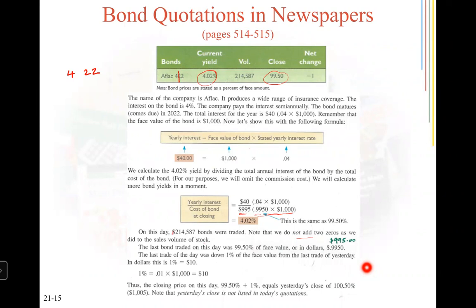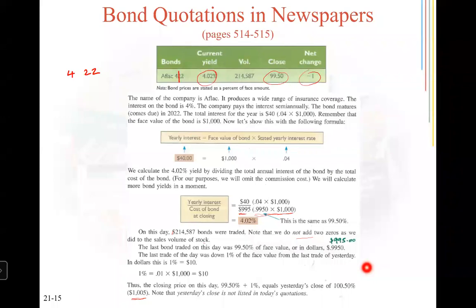Okay, so the last trade of the day was down 1%. You see the net change, -1. That means it went down 1%. So 1% of 1,000 is $10, so that means it went down $10. That means the day before it was $10 more. We said it was $9.95, so the day before it would have been 1,005, because when you add $10 to $9.95, you get 1,005. So yesterday's would have been 1,005.